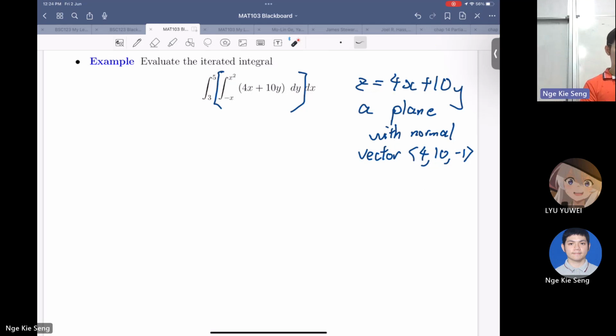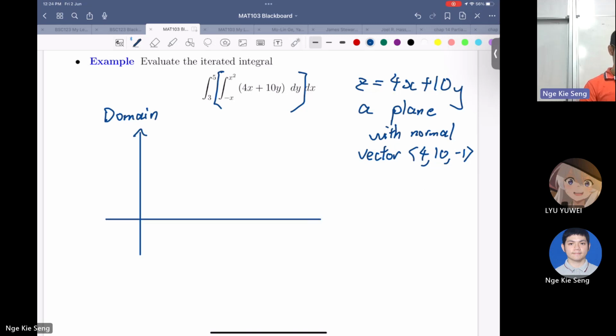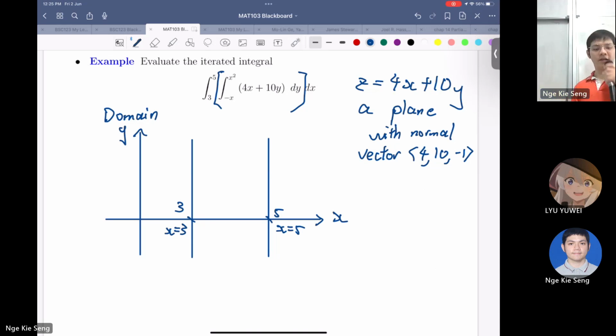So what is this line here? Where is x equals 3 and x equals 5? Let me draw out the domain here. These are the two vertical lines, x equals 3 and x equals 5. How about y? y is a function depending on x, so we integrate from minus x to x squared. When y is 3, what point do I get?